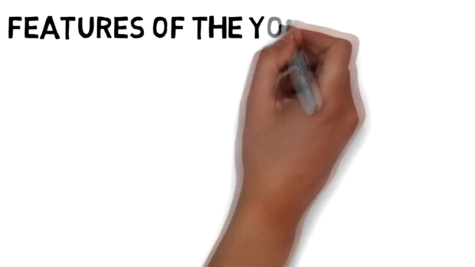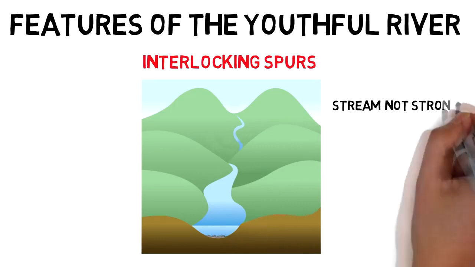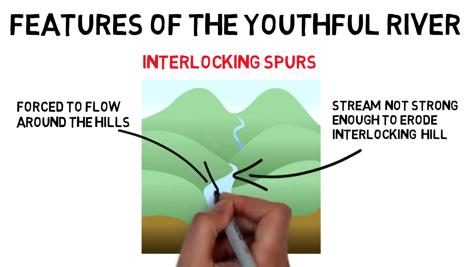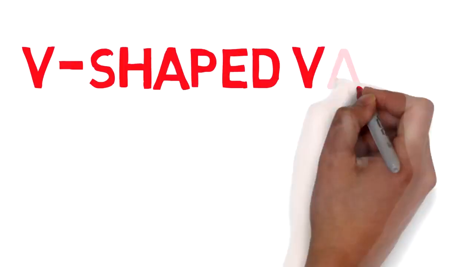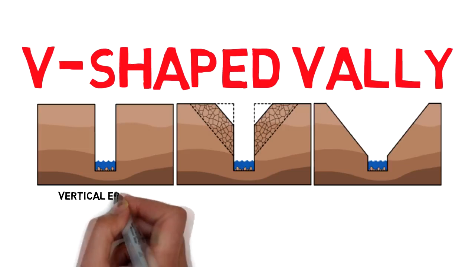We'll start off by going through some of the features of the youthful river. Interlocking spurs occur where the stream is not strong enough to erode the interlocking hill, so it is forced to flow around the hills. Next up we have a V-shaped valley, which forms when the river erodes a valley in a process called vertical erosion.